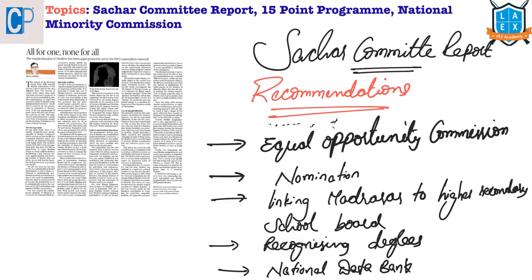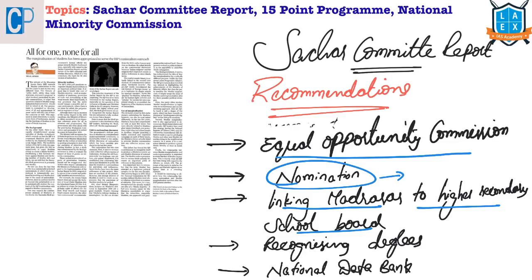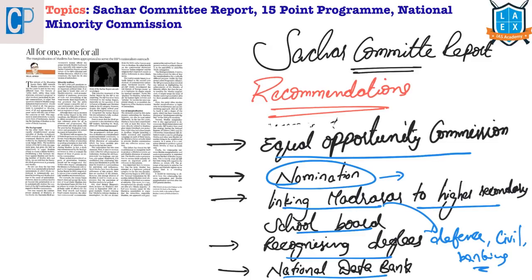If we look into some of the major recommendations by the Sachar committee, this committee has recommended to set up an equal opportunity commission so that it will look into the grievances of minorities in public bodies, and it has recommended to create a nomination procedure to increase the participation of minorities in public bodies, and it has recommended to set up a mechanism to link madrasas to higher secondary school board and recognize the degrees that were offered by these madrasas in defense, civil and banking examinations, and it has recommended to set up a national data bank to maintain data for various socio-religious communities.